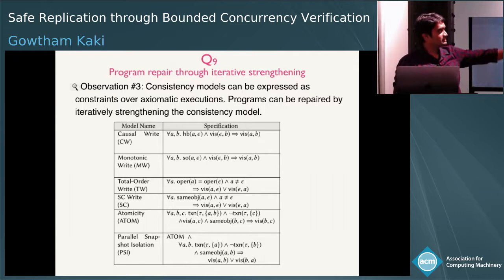This slide in particular shows various common, popular consistency models that were expressed using these relations.